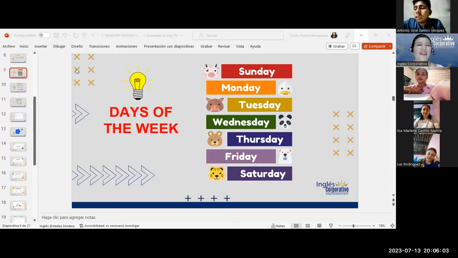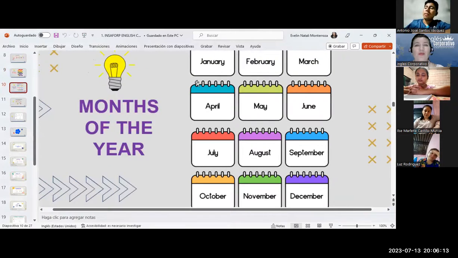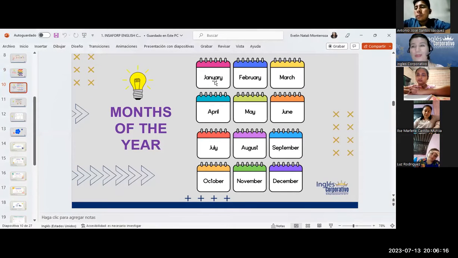Sunday, Monday, Tuesday, Wednesday, Thursday, Friday, Saturday. Along with this, now that you know the days of the week, we are going to practice the months of the year, okay? Ya vimos los días, ahora vamos a ver los meses.